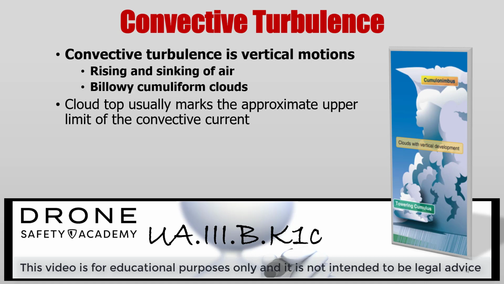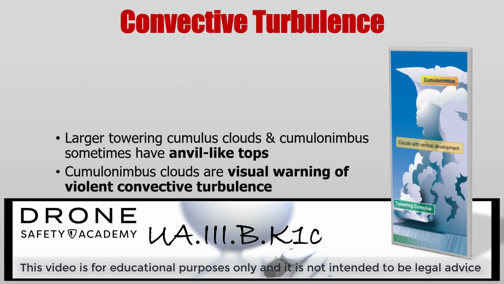We may also see evidence of convective turbulence with billowy cumuliform clouds. A cloud top may mark the approximate upper limit of a convective current or convective turbulence. Larger towering cumulus clouds and cumulonimbus clouds sometimes have an anvil-like top. When you see cumulonimbus clouds, take it as a visual warning that violent convective turbulence is present.